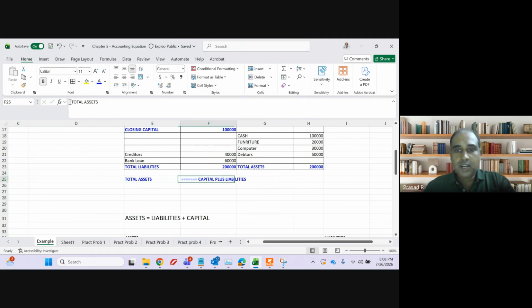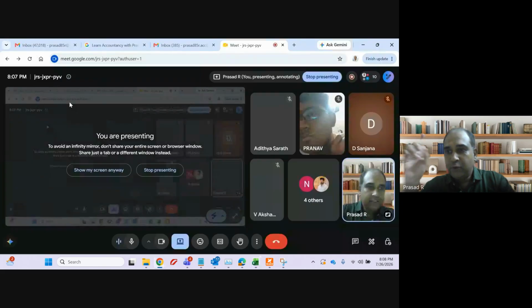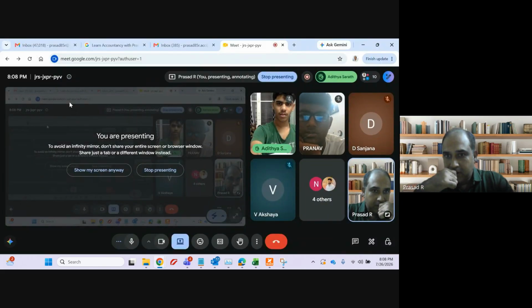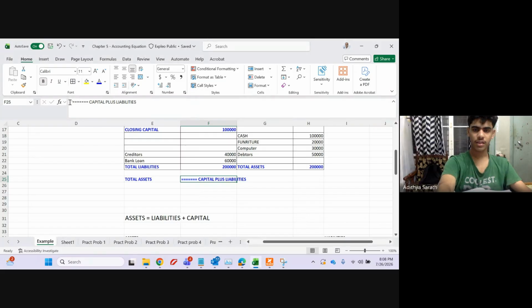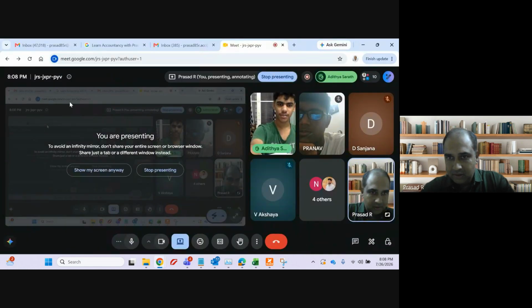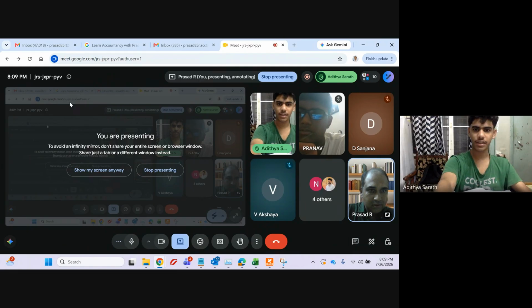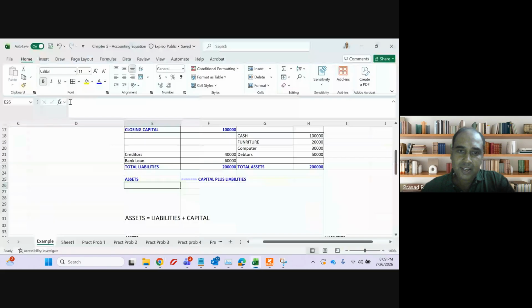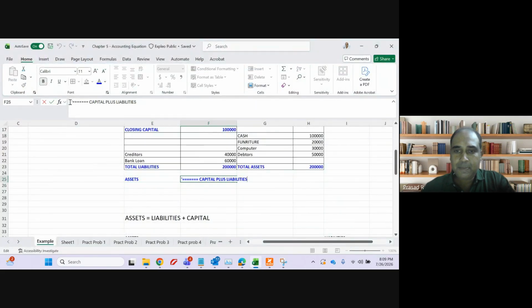Okay, total assets equal to capital plus liabilities. This is formula number 1. Yes, Aditya. Sir, is it correct to say assets is equal to liabilities plus capital? Yes, same thing only. I just mentioned total assets and assets both mean the same. Assets equal to liabilities plus capital. That is what I have mentioned, right?